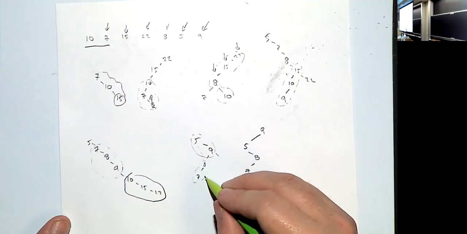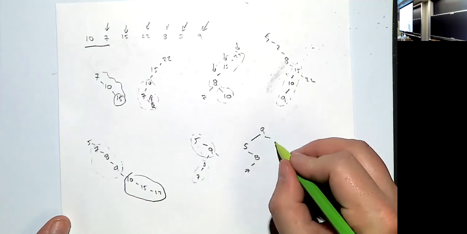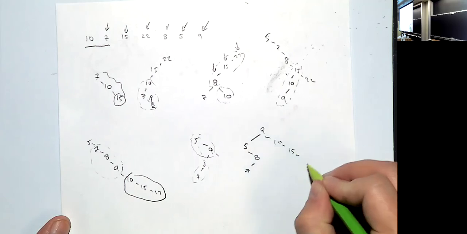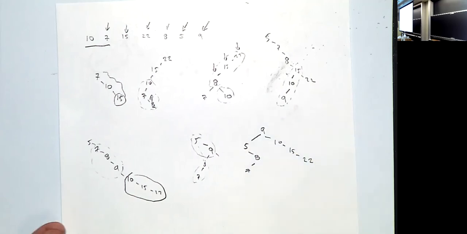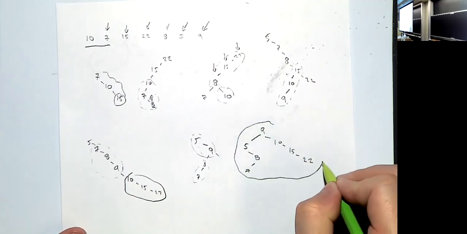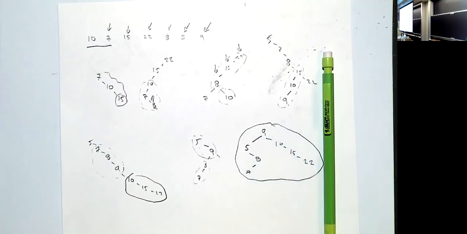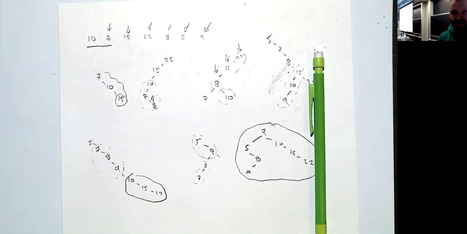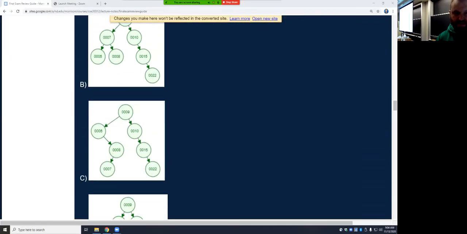So this will remain in the exact same way. And then over here we have 10, 15, and 22. So this is the final splay tree for this particular problem. So now let's take a look and see if any of these happen to match. In this case, C is the correct answer.